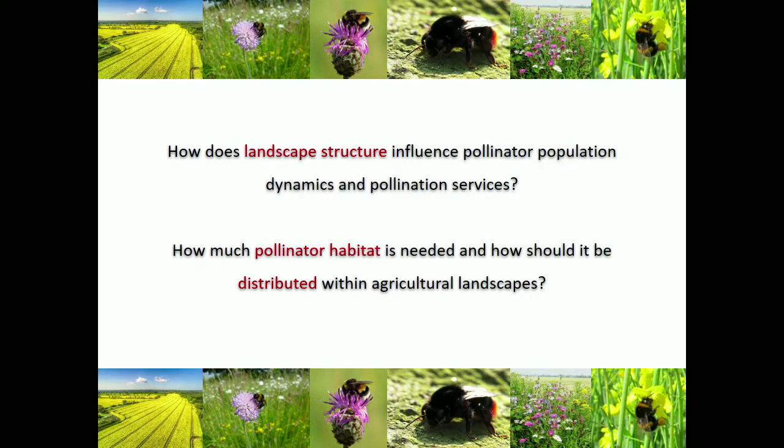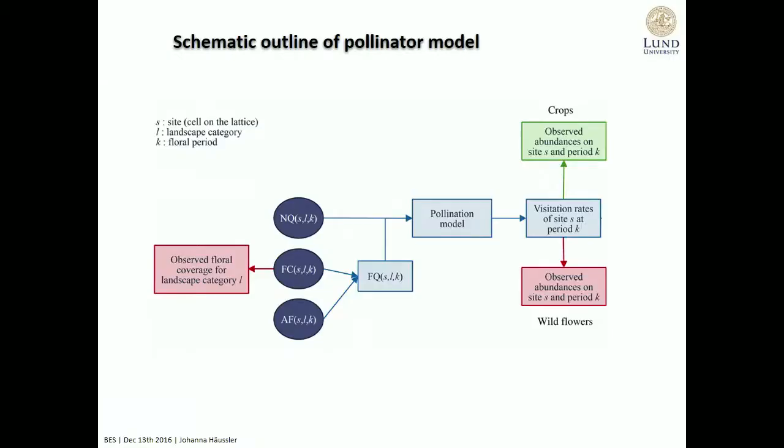We want to answer questions such as how does the landscape structure influence pollinator population dynamics and the pollination services they provide, and how much pollinator habitat is needed and how it should be distributed within agricultural landscapes. Now I'll quickly introduce you to the pollinator model we developed, which you can see here.